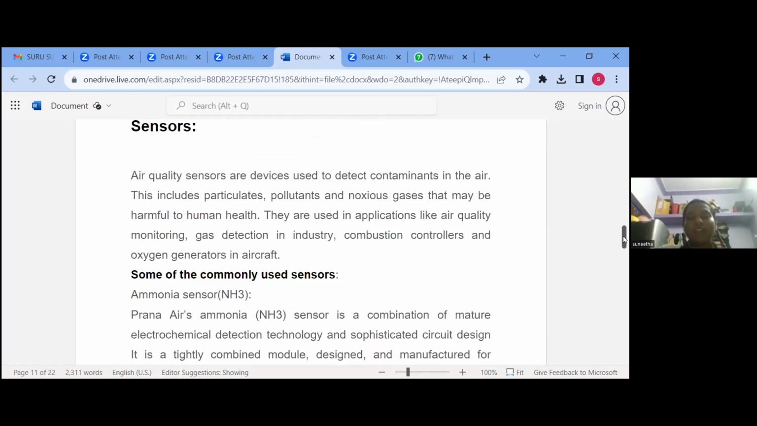Sensors. Air quality sensors are devices used to detect the contaminants in the air. It is nothing but the emissions in the air, or the hazardous matter or toxic gases present in the air. This includes particulates, pollutants, and noxious gases that may be harmful to human health. They are used in applications like air quality monitoring, gas detection in industry, combustion controllers, and oxygen generators in aircrafts.